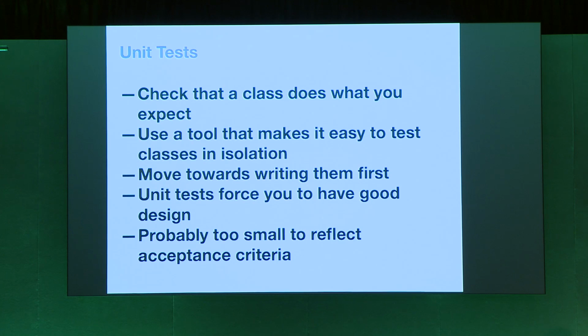So unit tests, what are they? They're checking that a particular class does the right stuff. They can't be driven by acceptance criteria. You can't have a conversation with the business, what should this object do? Doesn't make sense at all. You should move towards writing them first. I could be really zealous about it and say you have to, but the reality is a lot of people in their journey towards testing start by writing them afterwards and then later start writing them first. So just start doing unit testing.